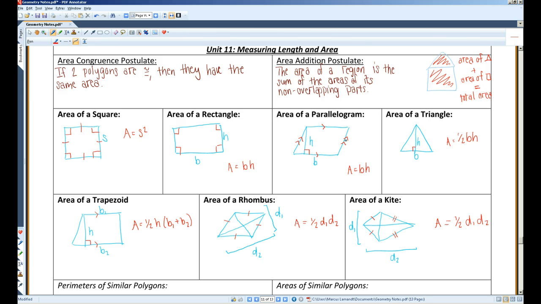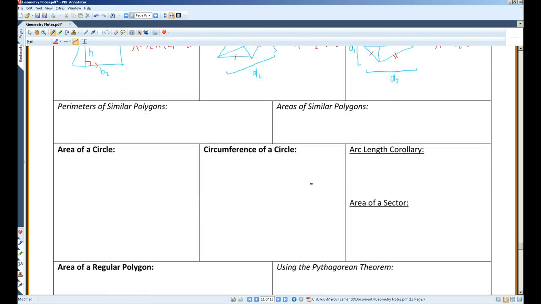The height of a triangle is the length of the altitude drawn to the given base. And also, remember that a rhombus is also a parallelogram, so you can use this formula, or you could use this formula for a rhombus, because a rhombus qualifies as a parallelogram.